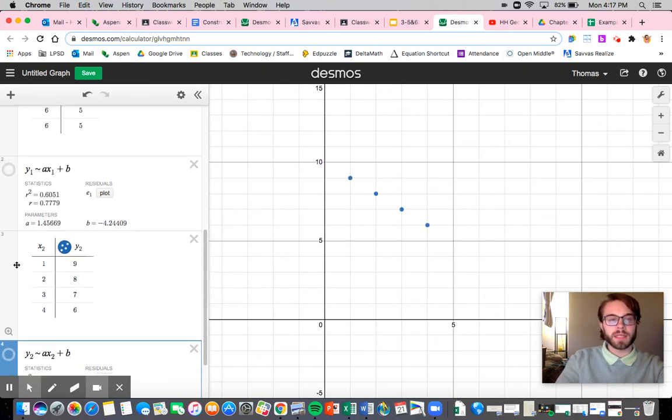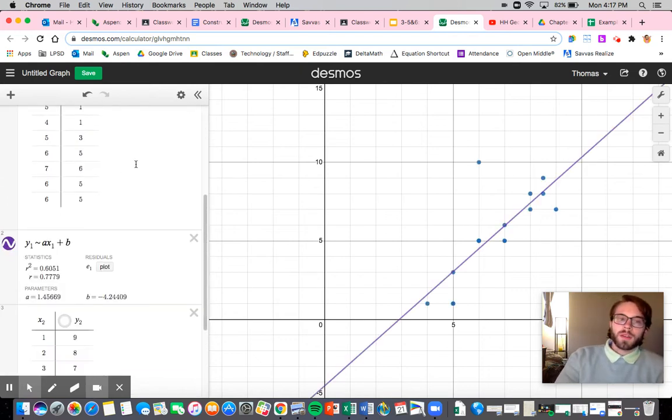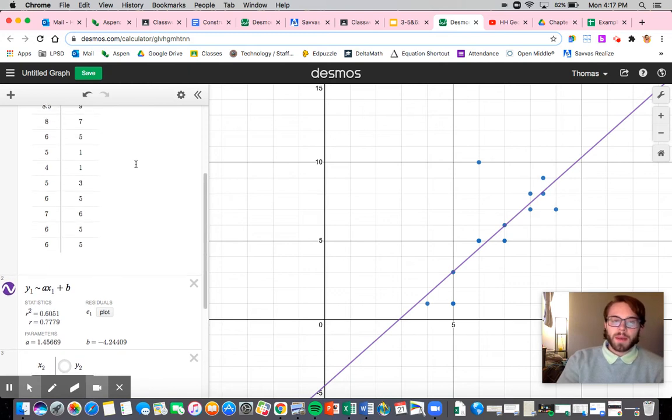So I'm going to hide that for a second and go back to my old one because that's a little bit more interesting. But anyway, you'll see a bunch of other pieces of information just popped up. You'll get something called statistics, which has an R squared value, which for our purposes in this class, we are not going to be looking at. That's actually something called the coefficient of determination, but we're not going to worry about that. We got the R value, which is something called the correlation coefficient, which we are going to look at. And then we got A and B.